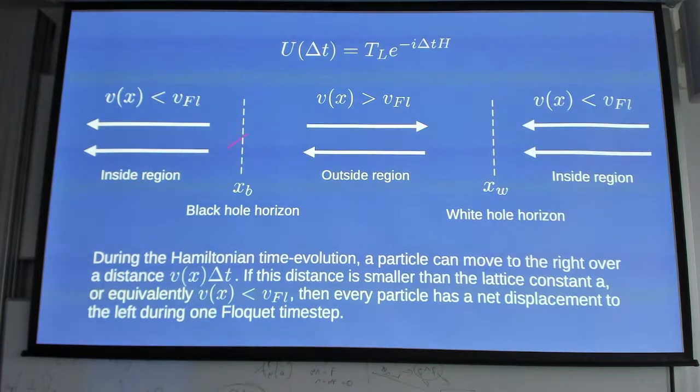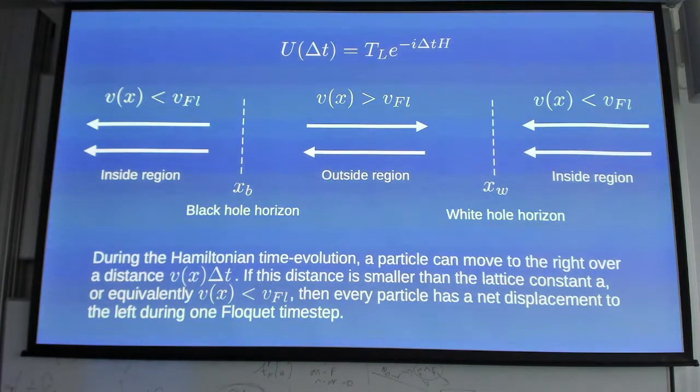In the region where the velocity is larger than the Floquet velocity, you can move both right and left. Whereas if your velocity is smaller than the Floquet velocity, then you're forced to go to the left. So this x_b is really my black hole horizon, because once I'm here, I'm forced to move to the left, and I cannot cross this boundary from left to right. But I also have to introduce an additional white hole horizon, a special point from which I can only escape the region behind the horizon. I cannot enter this region in this way.